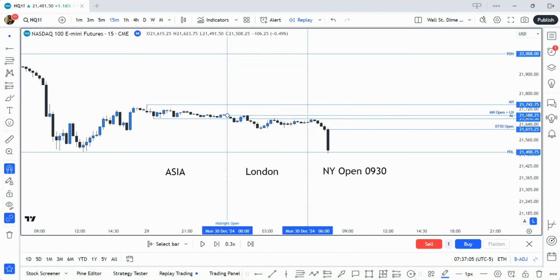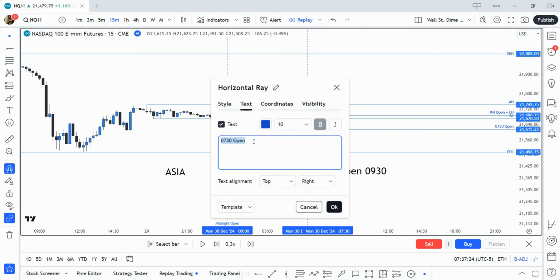Now I want to mark out London low. And London low is sitting here, which is also, what other line is it? Which is really around the 7:30 open. So instead of placing a new line to say London low, I'm going to click on the 7:30 open and I'm going to add that line here.